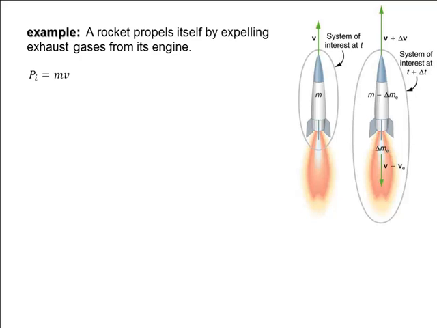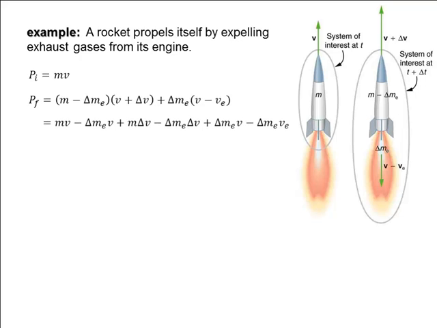The initial momentum of our system is just the mass of the rocket times its velocity. All the pieces are moving together. Afterwards, we have this. The first term is the mass of the remainder of the rocket, the original mass minus the amount that's expelled, multiplied by the new velocity of that part of the system, v plus delta v. The momentum of the other part of the system is the mass of the exhaust that's been expelled times its velocity. Now let's multiply all that out to see what we get.